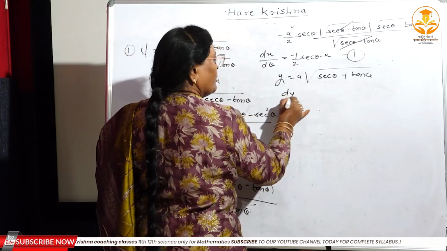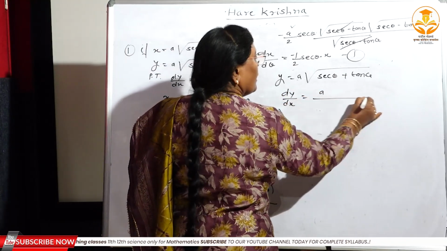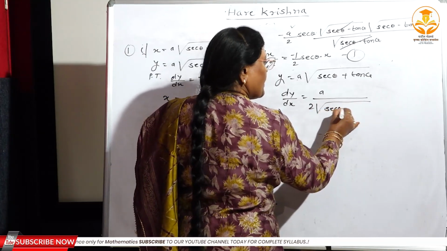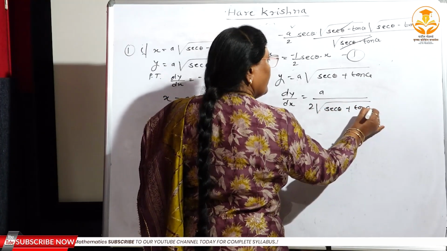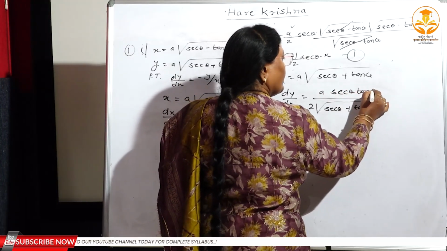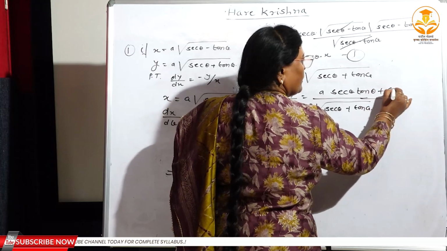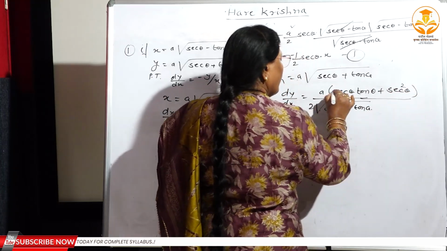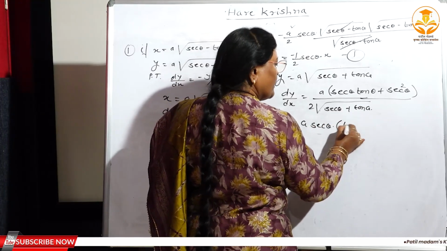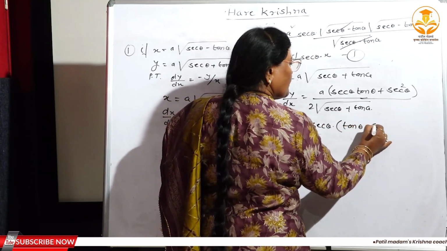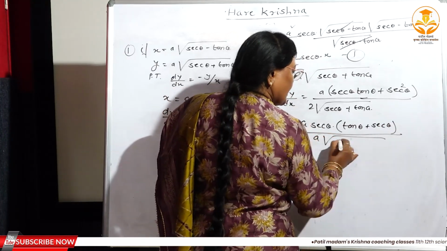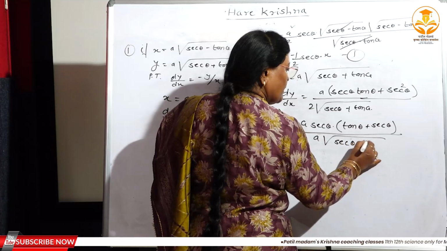Again dy by d theta, a remain as it is, root u, apply chain rule, 2 root u means 2 root sec theta plus tan theta. Again, the derivative is sec theta tan theta, and here again plus tan theta sec square theta, right? Now again you can take sec theta common. Here you have got tan theta plus sec theta divided by a root of sec theta plus tan theta.